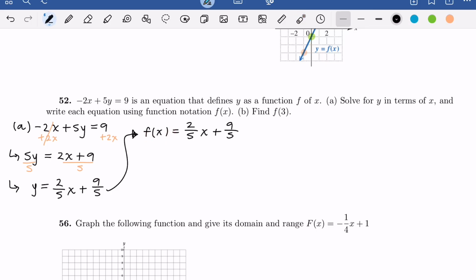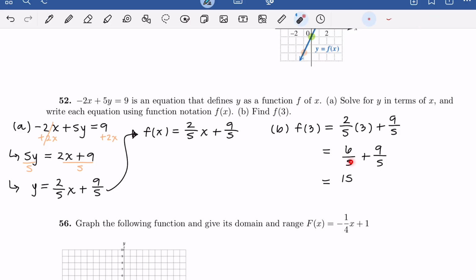Now for part B, we want to evaluate this function at x is equal to 3. So to do so, we're going to plug 3 into this equation for x. We're going to have 2 over 5 times 3 plus 9 over 5. This is going to give us 6 over 5 plus 9 over 5, which, since these have a common denominator, we can just add their numerators straight across. This is going to give us 15 over 5, which simplifies to 3.